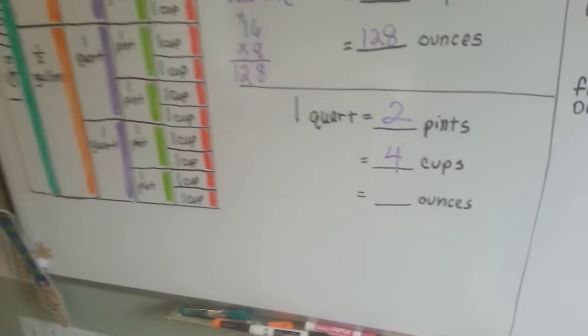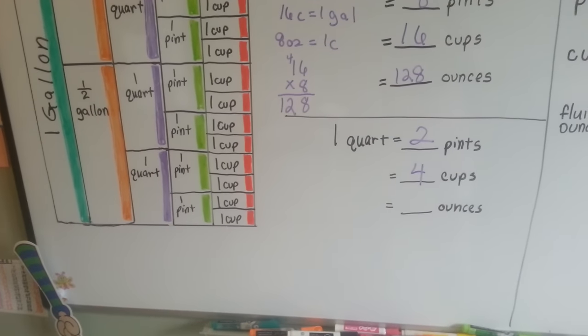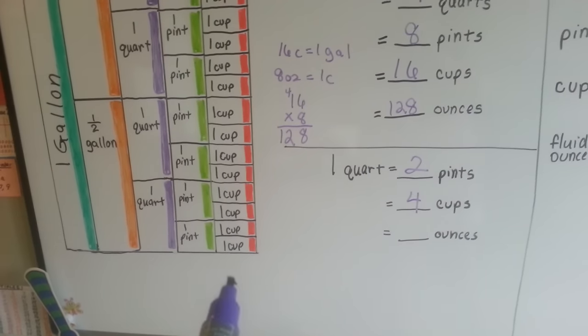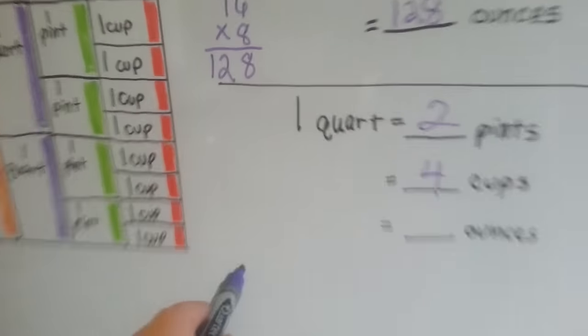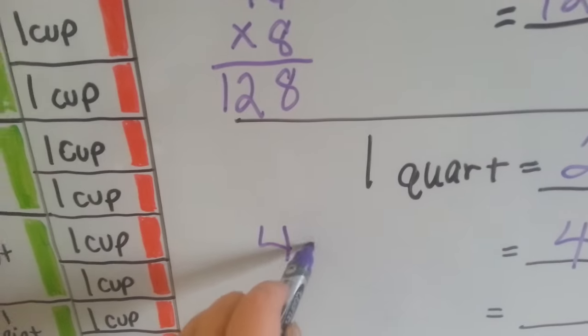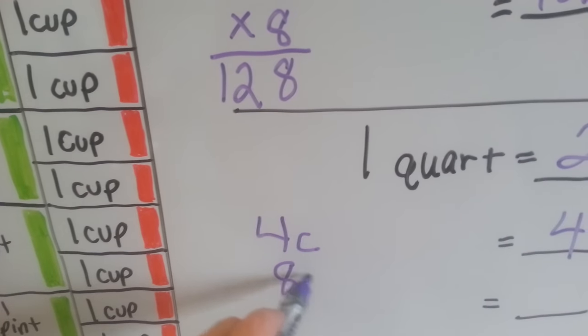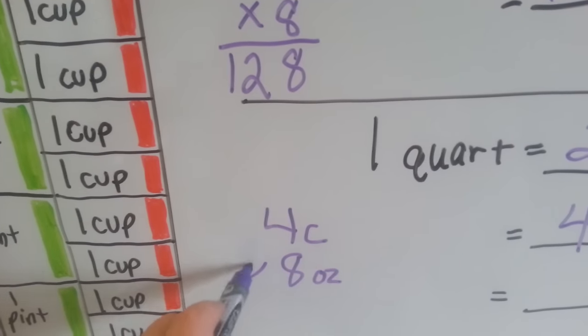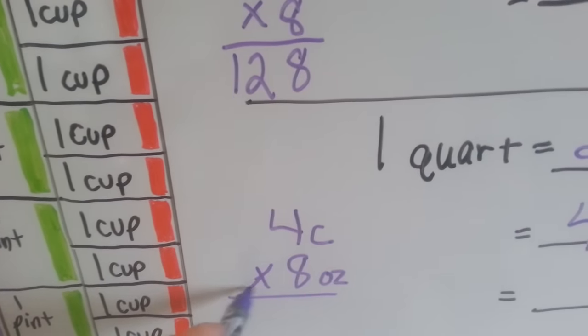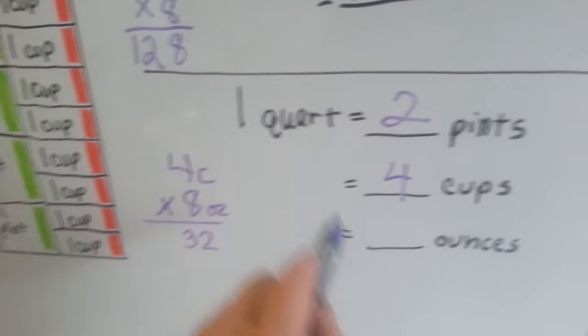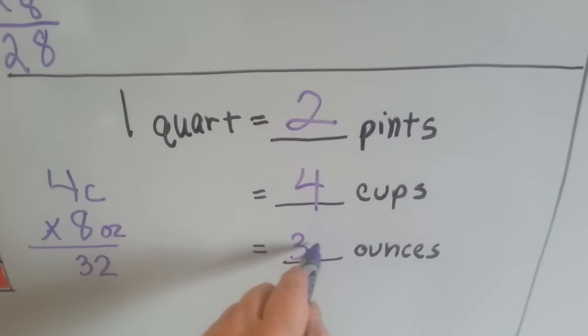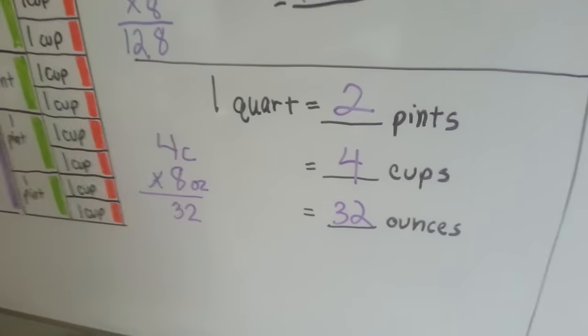So how many ounces would there be in 1 quart? Well, we know that there's 8 ounces to 1 cup, and there's 4 cups. So if there's 4 cups, and we know that there's 8 ounces in each of the cups, we would multiply 4 times 8, which is 32. So we know that each quart has 32 ounces. See?